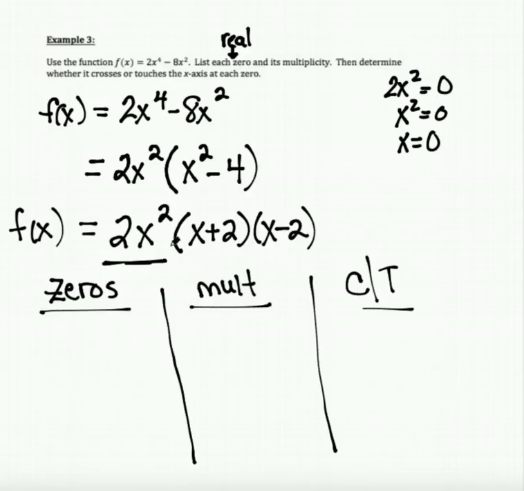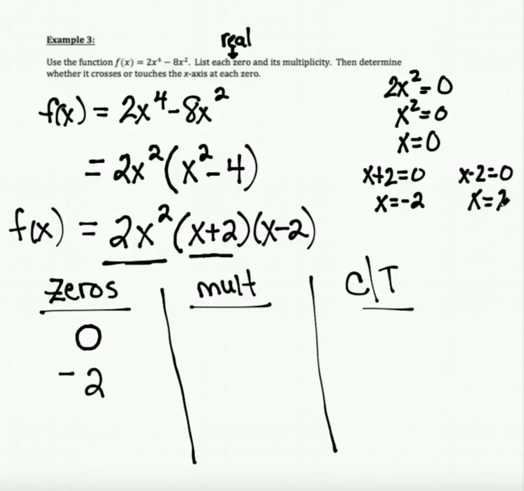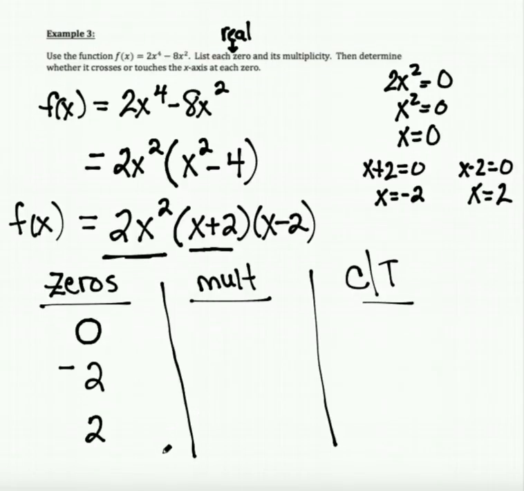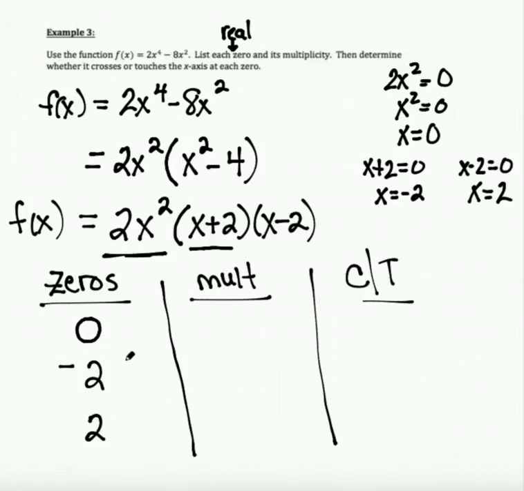So plugging 0 into here is going to make this term 0. So that's my first 0, or my first root. I'm going to take my next factor, which is x plus 2, set that equal to 0 and solve. That's going to give me x equals negative 2. So that's my next 0. And then my last one, x minus 2, set that equal to 0. That's going to give me x equals positive 2. So I have 3 zeros, or 3 roots in this problem. Now, the multiplicities are the powers associated with it. So this first 0, I'm looking at this 2x squared term. The multiplicity is a 2.